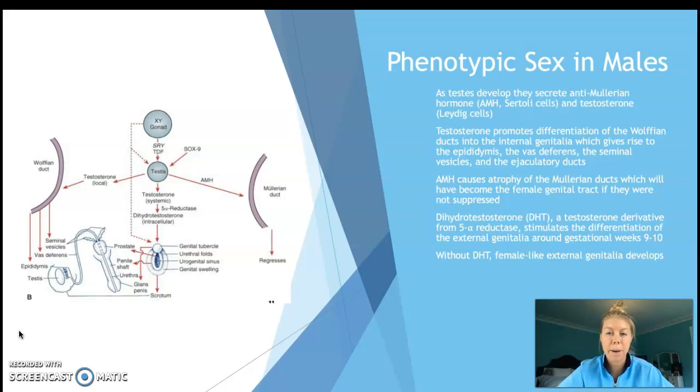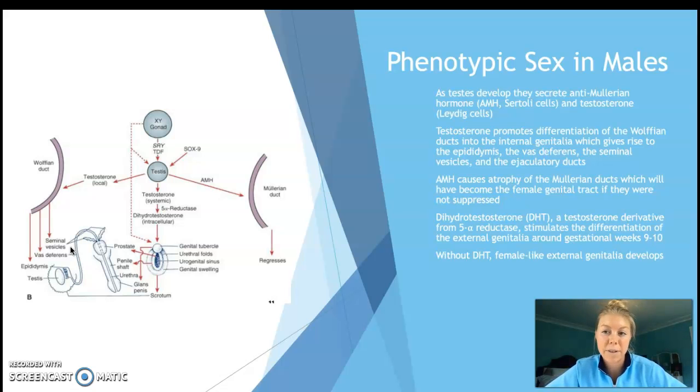So let's talk about the phenotypic sex of males. As the testes develop, they will secrete anti-Müllerian hormone, AMH, as discussed earlier, from the Sertoli cells, and then the Leydig cells will secrete testosterone. Testosterone will promote differentiation of the Wolffian ducts into the internal genitalia, which gives rise to the epididymis, the vas deferens, and the seminal vesicles, as well as the ejaculatory ducts. This can all be seen in the image on the left hand of the page.